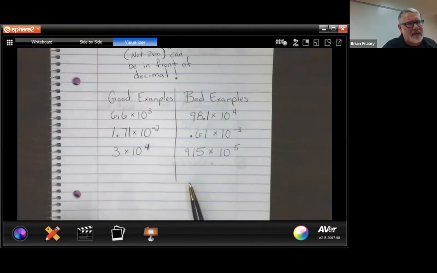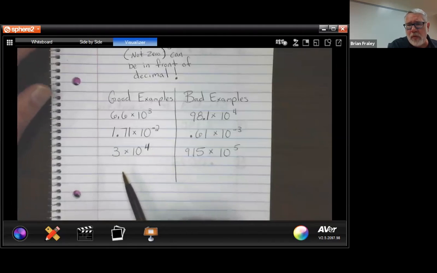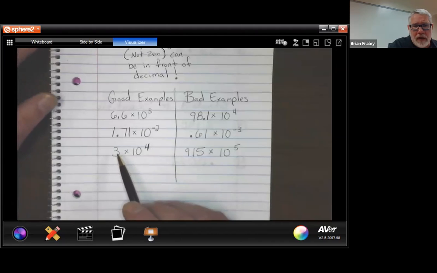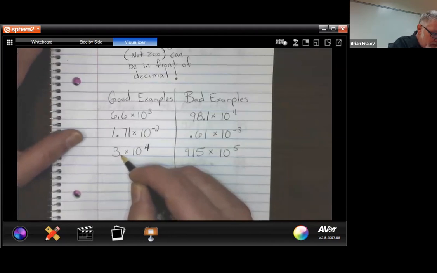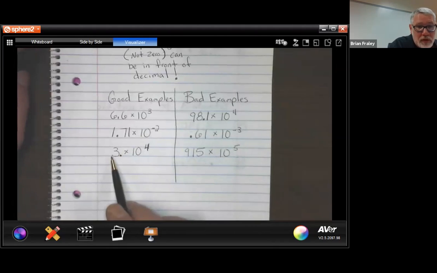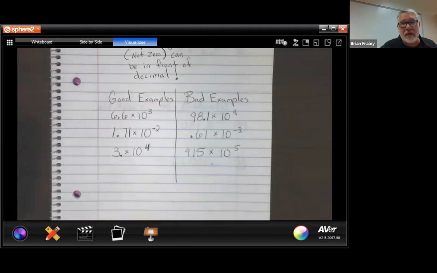Now, somebody's going to say, that's not right. I don't see a decimal point. Well, if this is a whole number, which is 3, the decimal point is actually there, isn't it? So technically that's still correct. There's only one digit that's a non-zero in front.